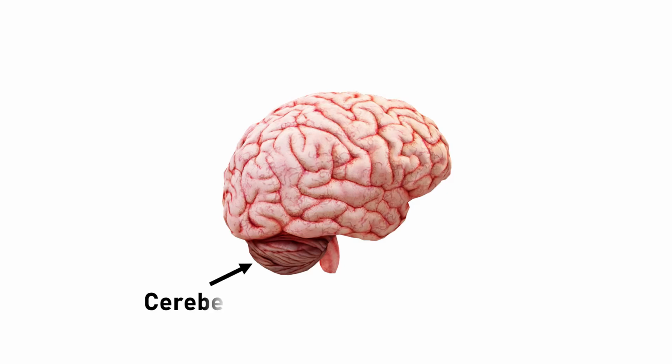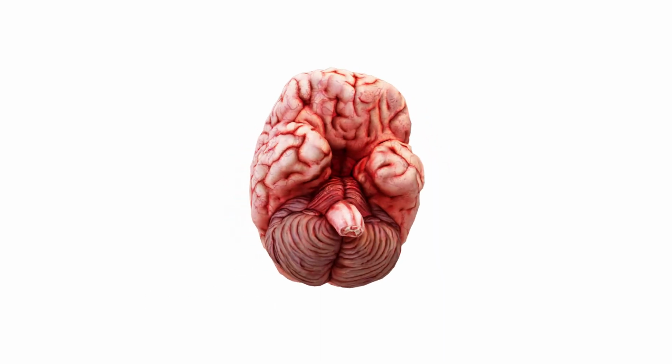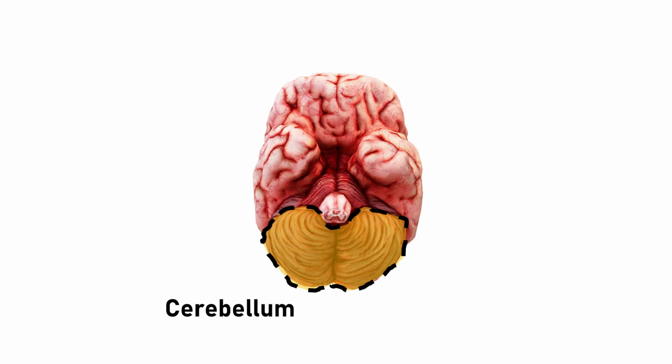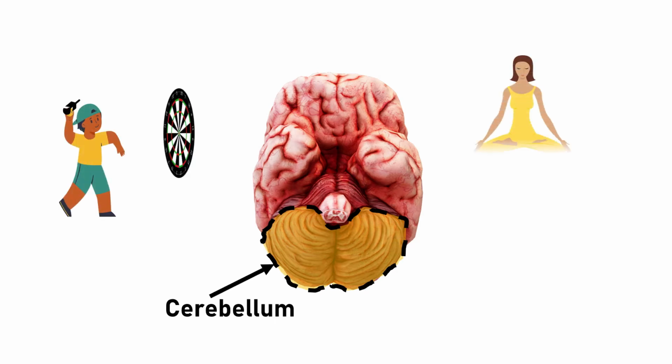This small round shaped structure at the back of the brain is known as the cerebellum. This is also known as the little brain. When we turn our brain upside down, this is how the cerebellum looks. The cerebellum helps in coordination of the movement. It also maintains the posture and balance of our body.